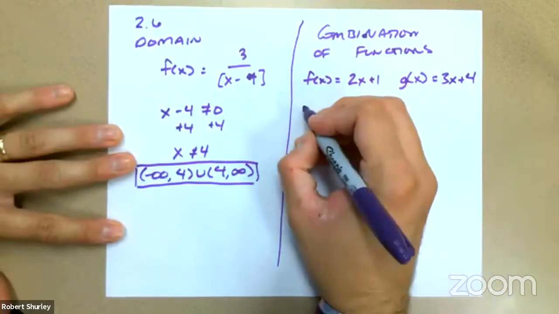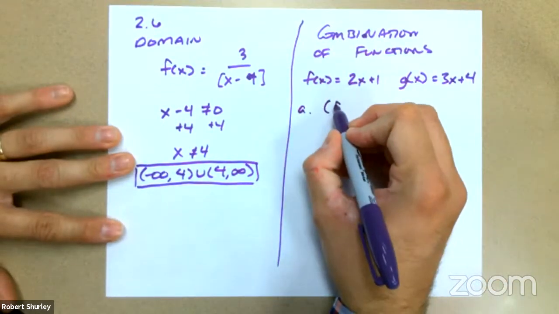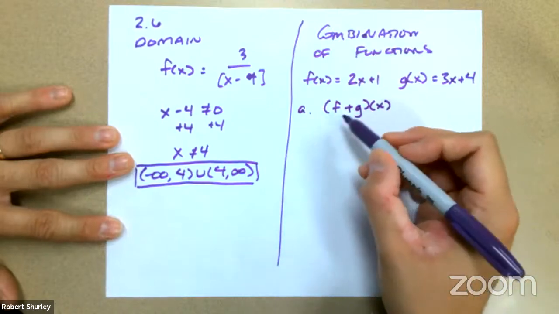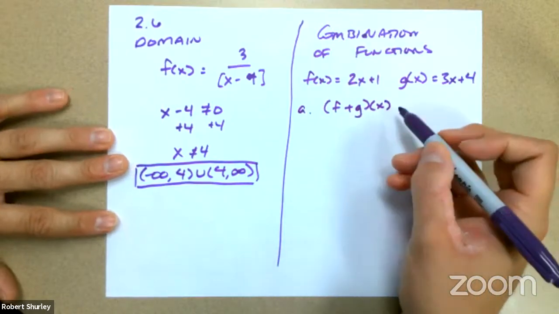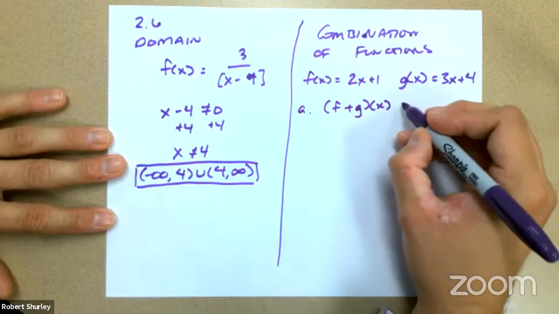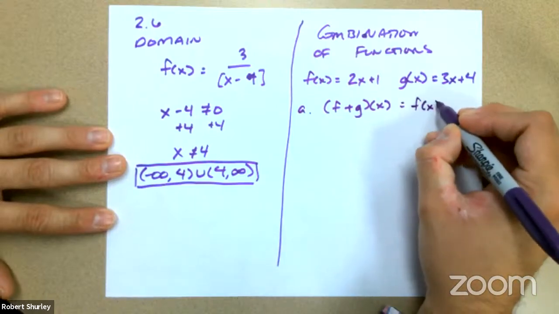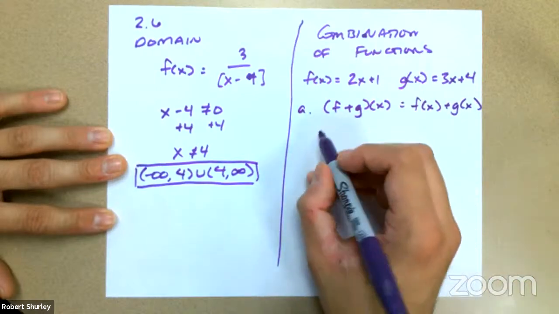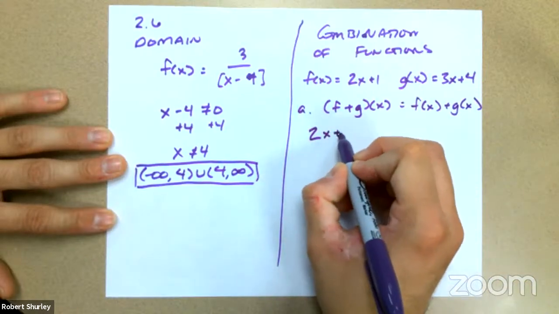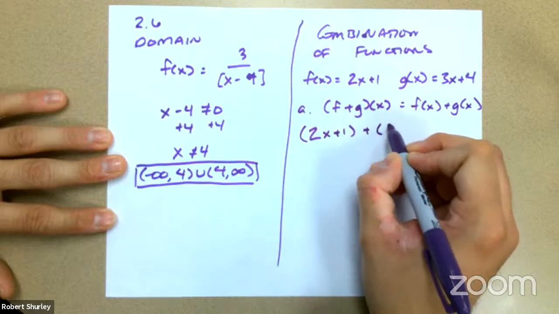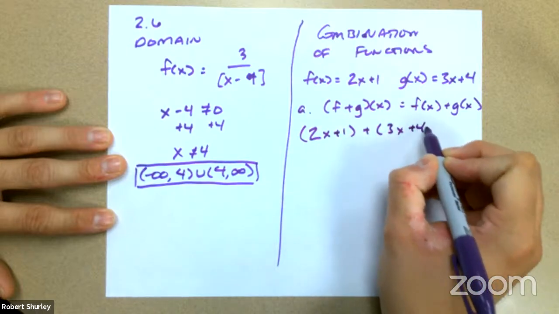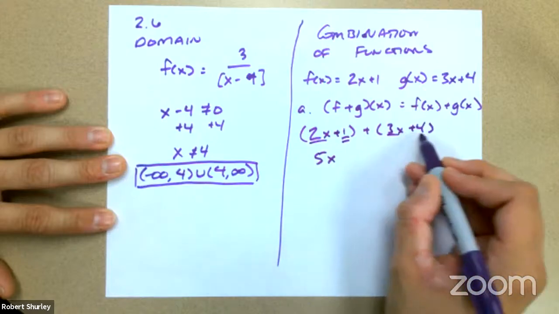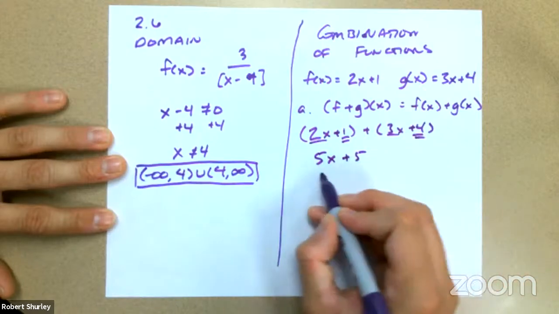So if I ask, let's say for A, to do f plus g of x, all I'm asking you to do, so this means f plus g of x, means we're going to add the two functions together. So all it means is f of x plus g of x, okay? So 2x plus 1 plus 3x plus 4. Add like terms. I'm going to assume we all know how to do this. You get 5x plus 5.